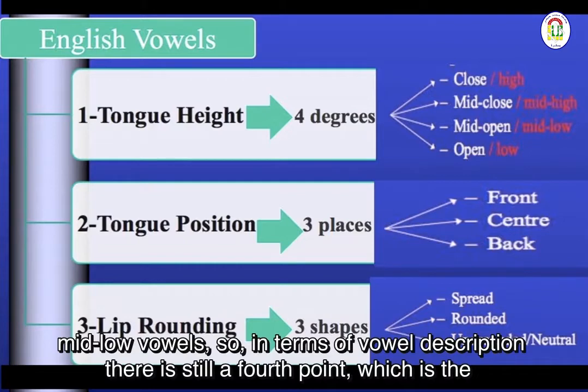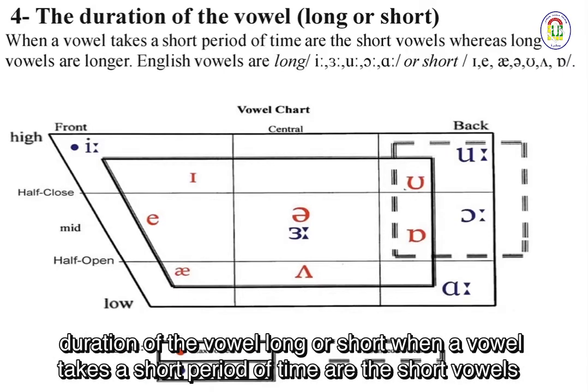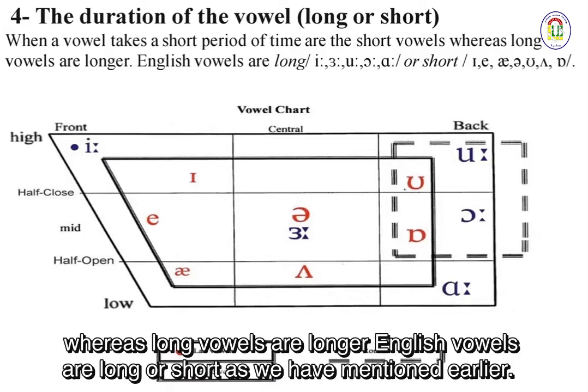So in terms of vowel description, there is still a fourth point, which is the duration of the vowel, long or short. Short vowels take a short period of time, whereas long vowels are longer. English vowels are long or short, as we have mentioned earlier.